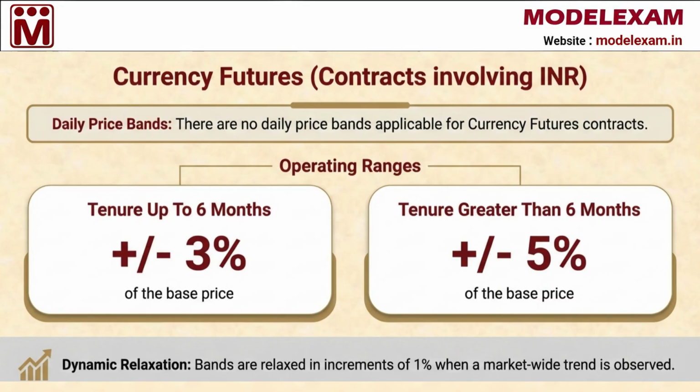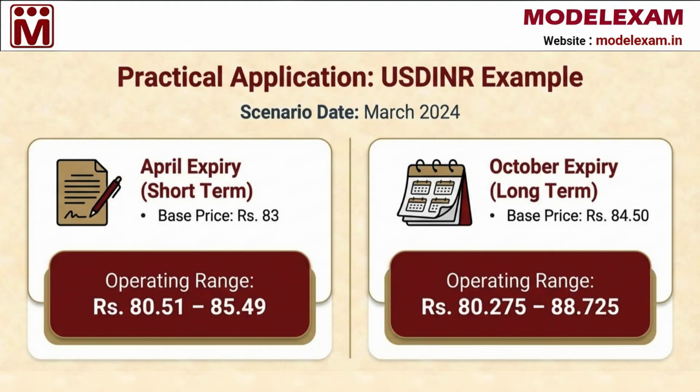Now that we understand the percentages, let's look at a practical example from March 2024 to see how this works with actual numbers. Imagine a USDINR contract expiring in April with a base price of 83 rupees. Its safe trading range would be between 80.51 rupees and 85.49 rupees.